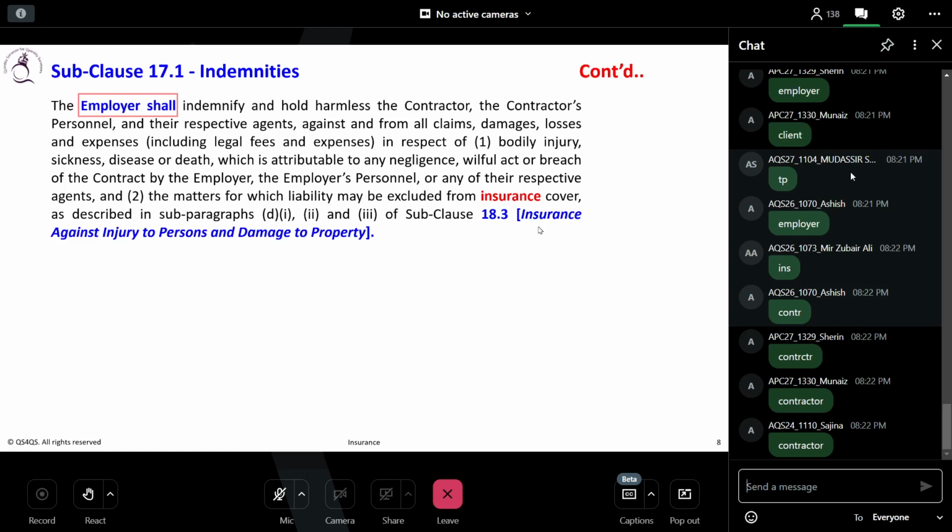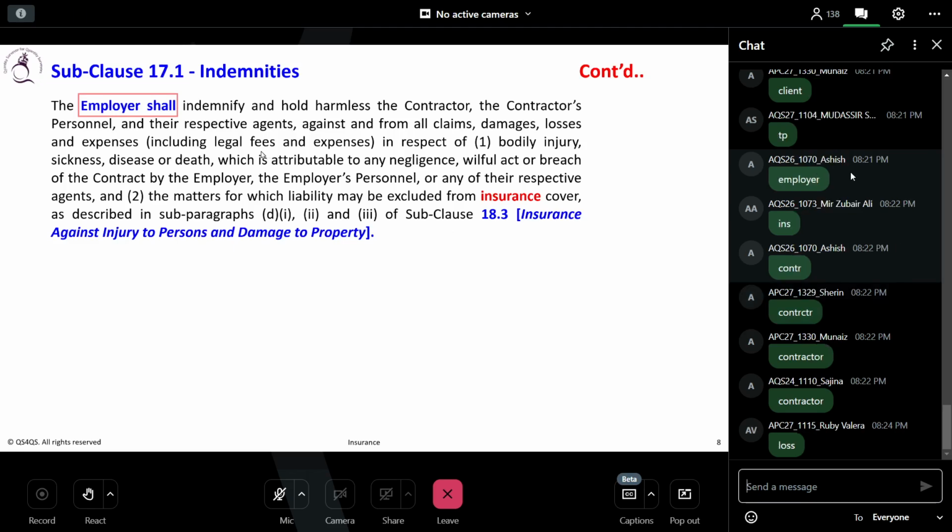Otherwise, what will happen? He is going to lose the money. So what the subclause says, whichever is not covered in your insurance terms, those should be managed by the employer. Otherwise, later on, the employer comes and says, no, it is insurance, your responsibility, you have to cover all the losses. But there is a limitation given here. So as per the terms and conditions, the contractor will bear the risk.